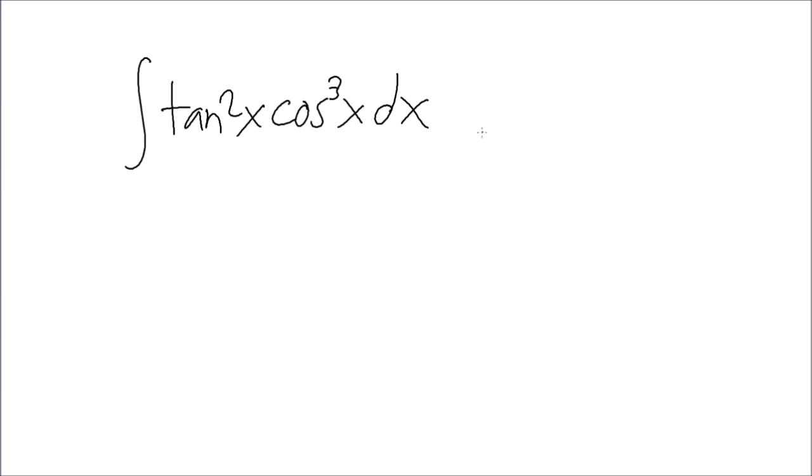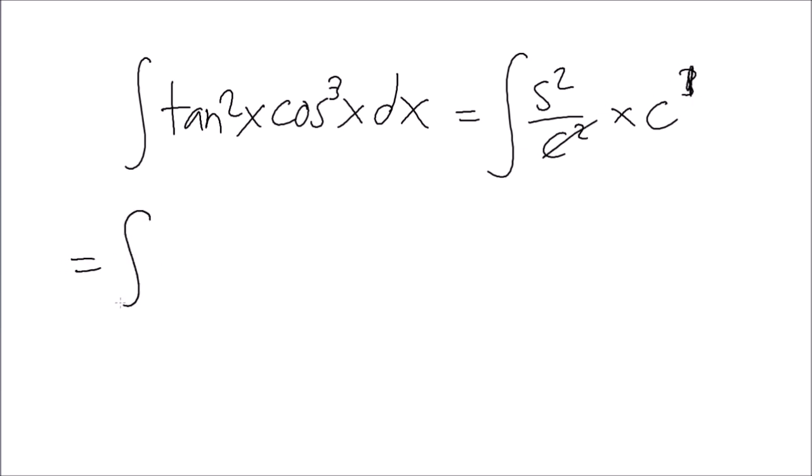Tangent and cosine, we don't have a derivative that goes together with that. So in this case, what I like to do is I put everything in terms of sine of x and cosine of x. Okay, well, I know tangent square is sine square over cosine square. And we have cosine cube. Oh! It cancels out, and then we have 1 cosine left. And so we have sine square and cosine.